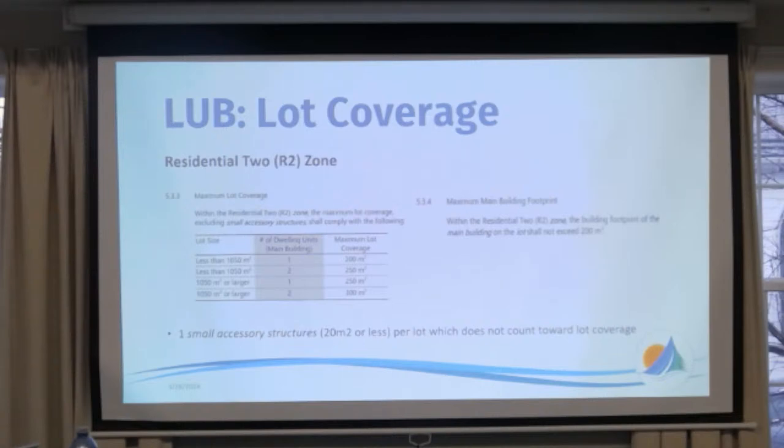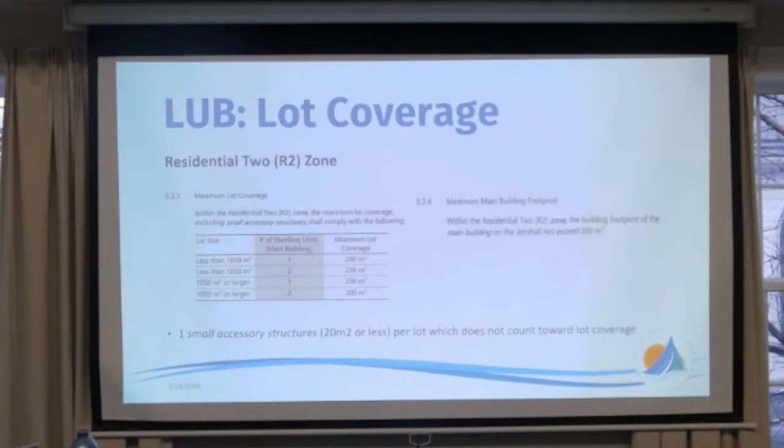Just to give you an idea of what those numbers are, 200 meters squared would be about 2,150 square feet, and 300 meters squared at the top end would be in the range of about 3,100 square feet. In this zone, basically, again, the same sort of calculation is done. You take your main building plus the accessory structures, and combined, those need to match those sizes there.